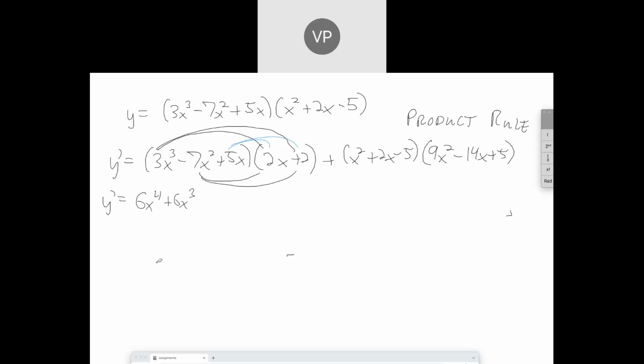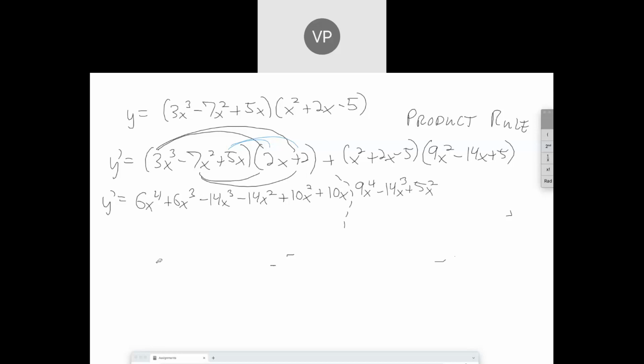So we get a 3x cubed multiplied by the 2x and times the 2, we get these terms. Then I distribute the negative 7x. We get a negative 14x cubed minus 14x squared. Then I distribute the 5x, I get a 10x squared plus a 10x. Then over here I'm going to FOIL a lot of stuff as well. So I'm going to draw kind of an imaginary line just so you're clear where we're getting all this from. And remember, x squared times everything. So that's a 9x fourth minus a 14x third plus a 5x squared.